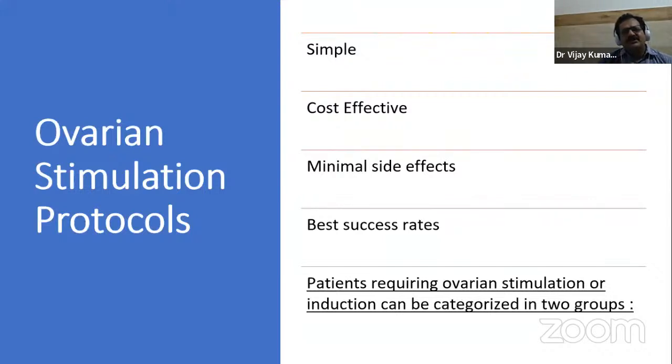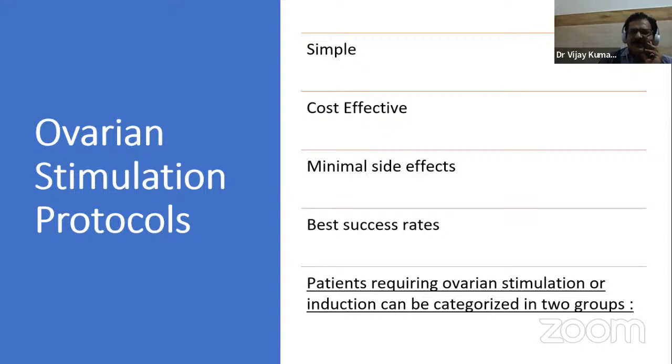So what are the ovarian stimulation protocols before we time the IUI? Ovarian stimulation always has to be a simple method. It has to be cost effective, because most of the patients may not be able to afford gonadotropins, which are very costly, and there should be minimal side effects. And the success rate should be a good one for accepting the ovulation induction agent.